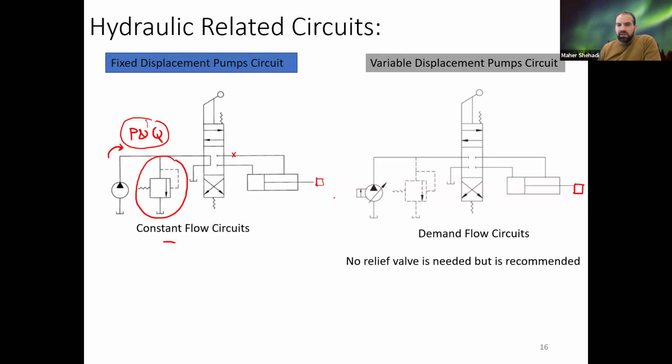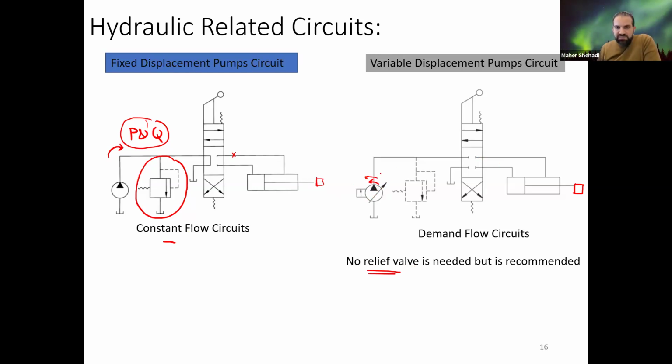Whereas variable displacement pumps, since they do change based on the output, let's say the output is less, it would send a signal to the pump, or the pump somehow senses that the output is changing, then it can actually change or lower the pressure. So if anything happens, it should be able to lower the pressure. So it's not necessarily needed to have a pressure relief valve, but it's recommended.